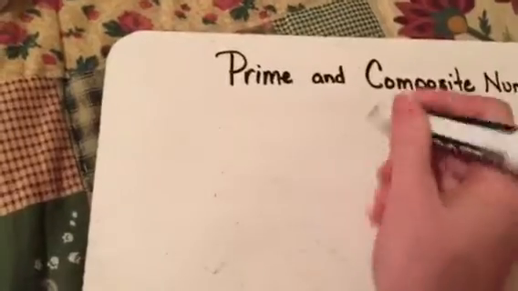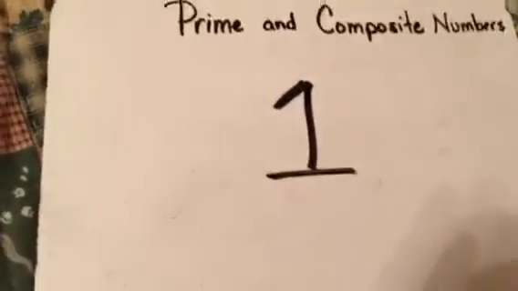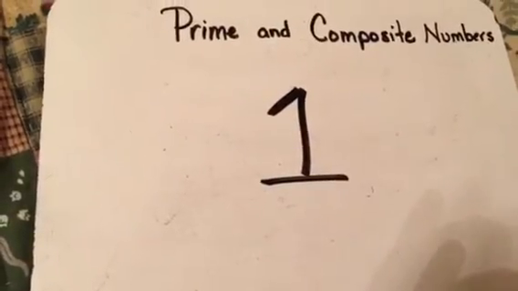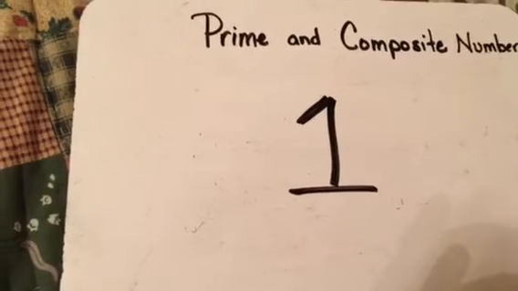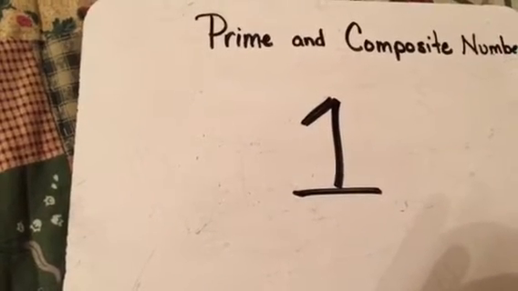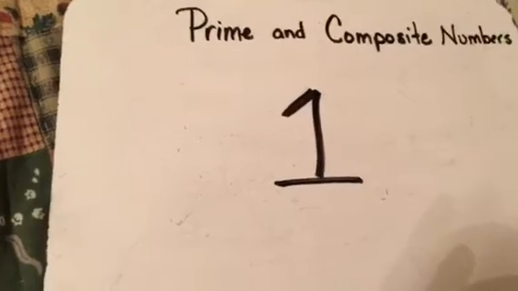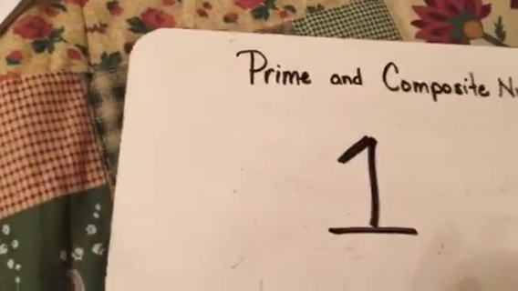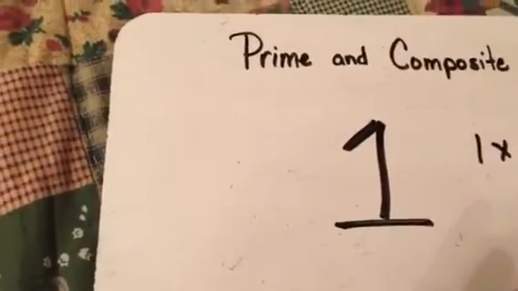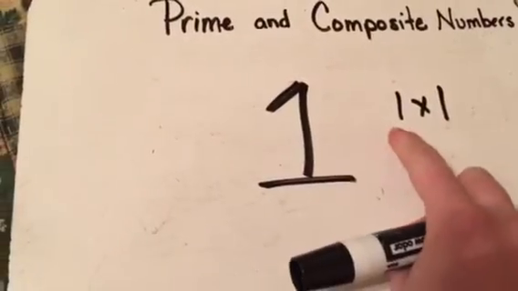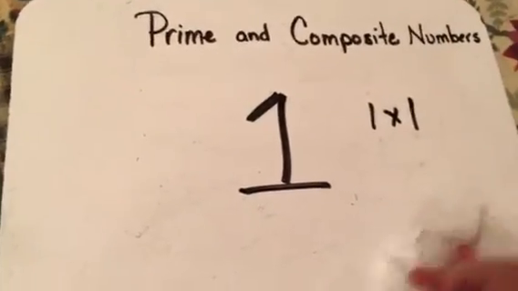Let's talk about the number 1. 1 is not prime, and it is not composite. The reason is that it only has 1 factor, itself. The only way you could get 1 would be 1 times 1. So it only has the 1 factor because these 2 numbers are the same.